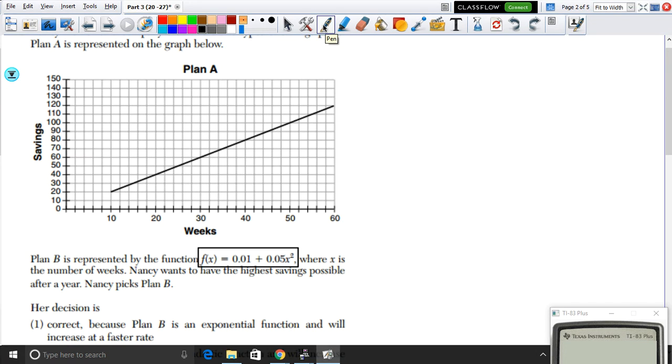Let's see, how can we tackle this problem? Well, what is the time frame that we're looking at? It says Nancy wants to have the highest saving plan possible after a year. So let's see what the savings are after 1 year under both plans. At least for plan A, we're looking for the savings after 1 year. If we look at plan A here, the x-axis is given in weeks. So what we have to do is see how many weeks are in 1 year.